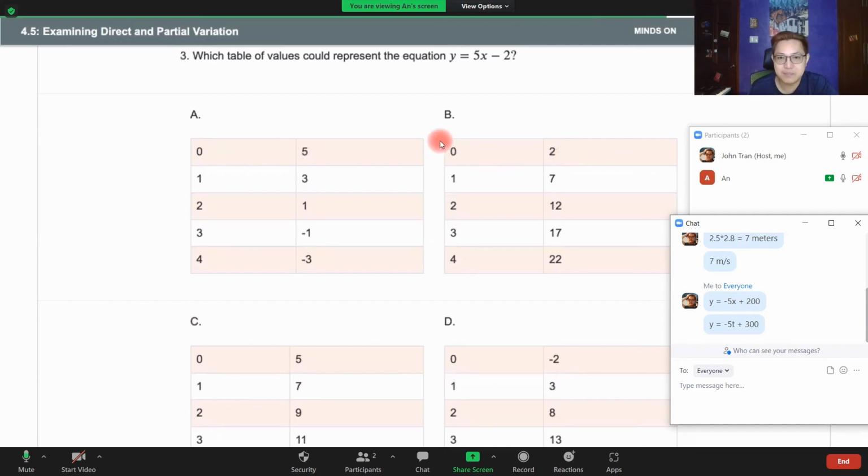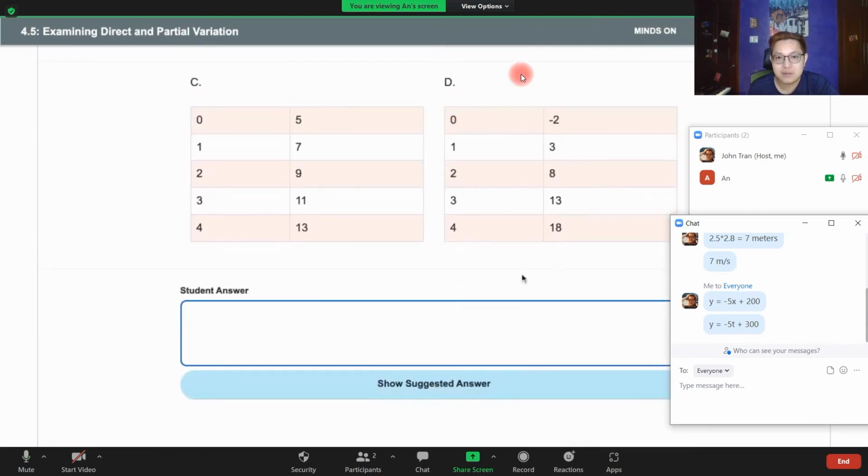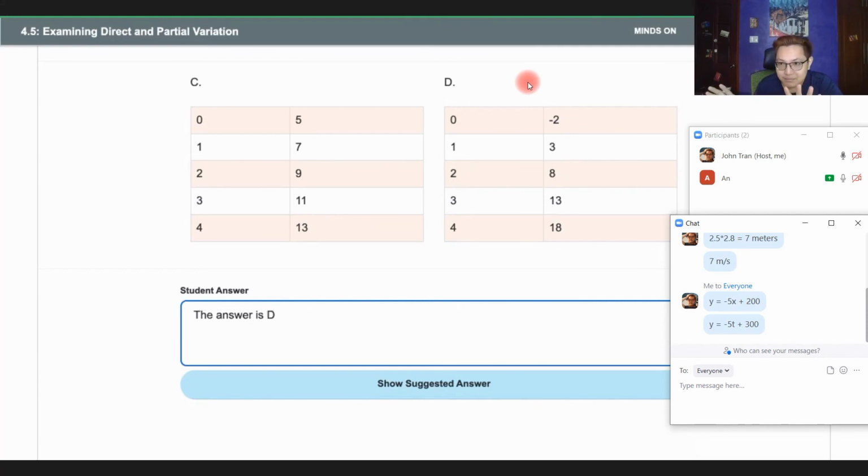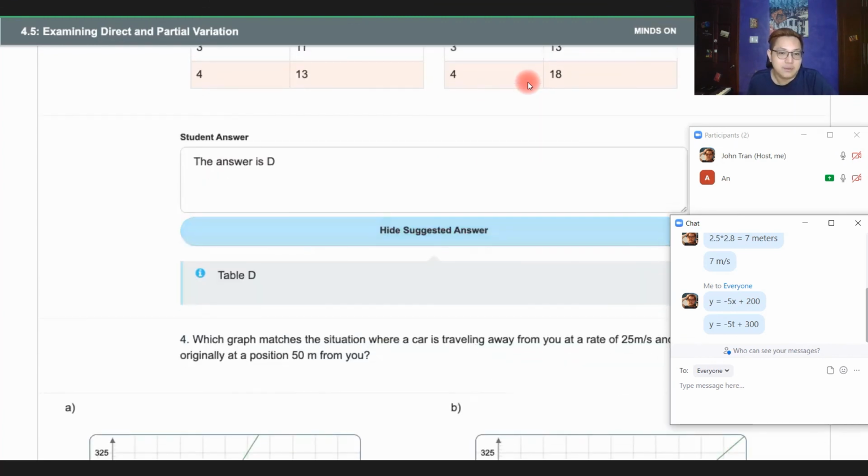Okay. Let's start with answer B. You plug the first value in, and it doesn't prove true. So basically the only answer is D. Yeah. Okay, let's show the suggested answer. Okay, let's continue.